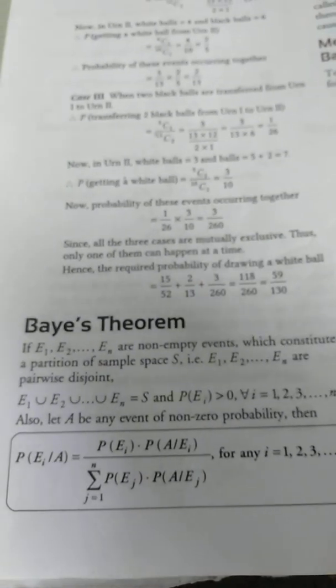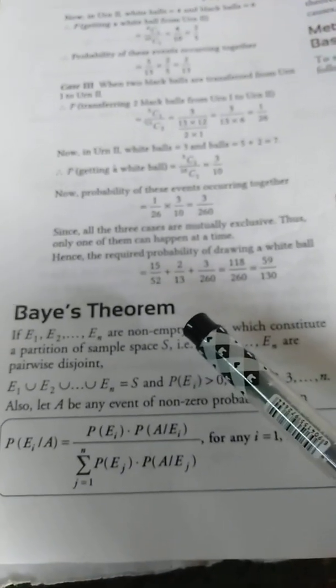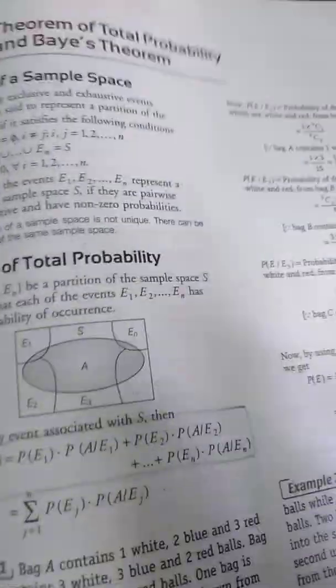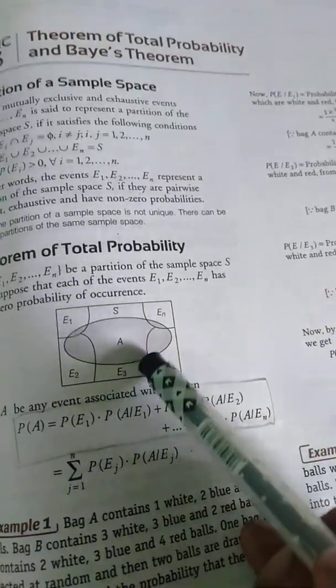Hello students, today we are going to start the Bayes theorem. In the last class we studied the theorem on total probability. We have seen how a partition of sample space can be done, and now we are going to study the Bayes theorem. Let us see what the Bayes theorem is.